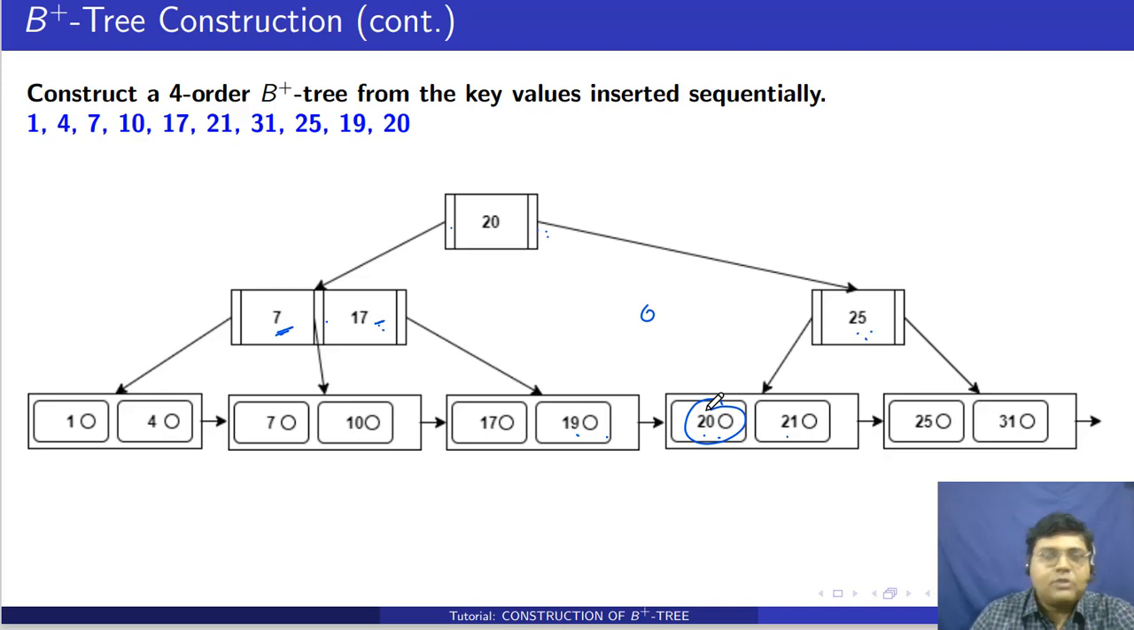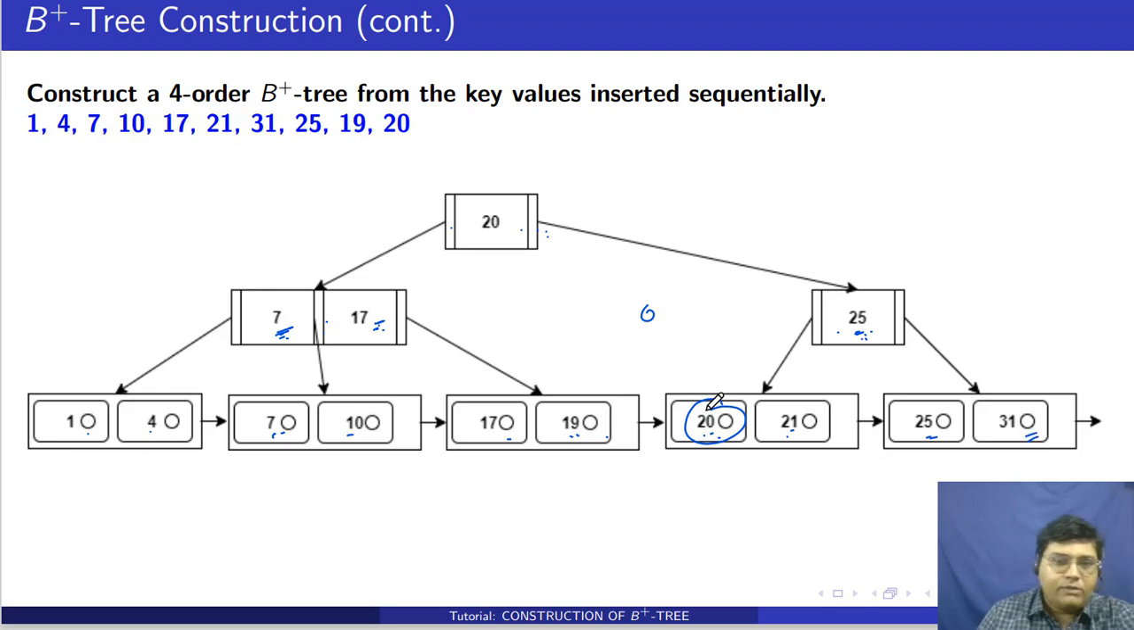So for the internal nodes, the key need not be repeated. But for the leaf nodes, the key has to be repeated. So that's why on the left side of the 7, we are having 1 and 4. Right side of the 7, we are having 7 and 10. So this 7 is repeated here. On the right side of 17, we are having 17 and 19. On the left side of the 25, we are having 20 and 21. Right side of 25 we are having 25 and 31, right?